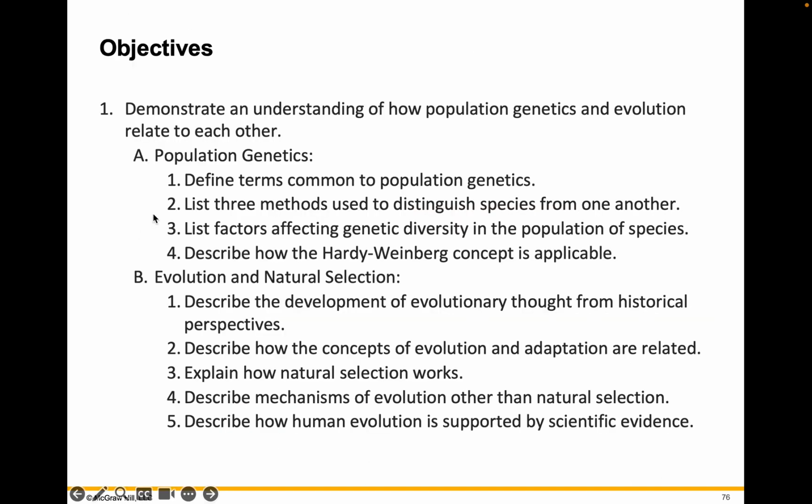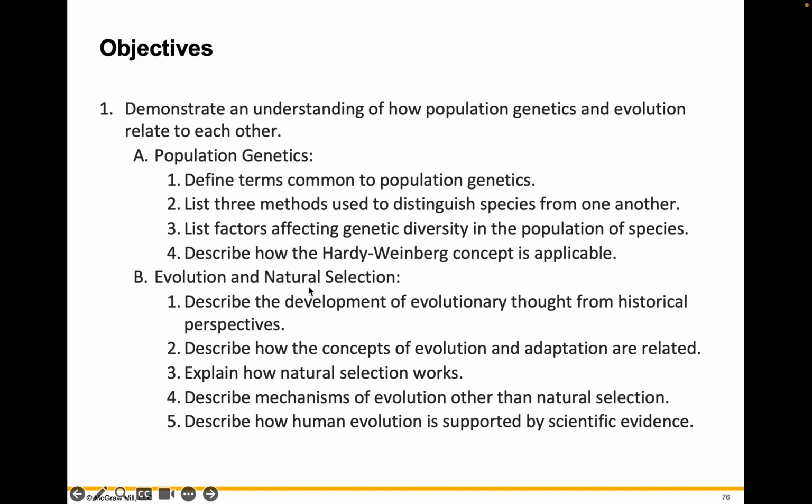All right, so by now, you should be able to demonstrate an understanding of how population genetics and evolution relate to each other. You should be able to use common terms in population genetics. List 3 methods to distinguish species from one another. List factors affecting genetic diversity in populations. And describe how the Hardy-Weinberg concept is applicable.